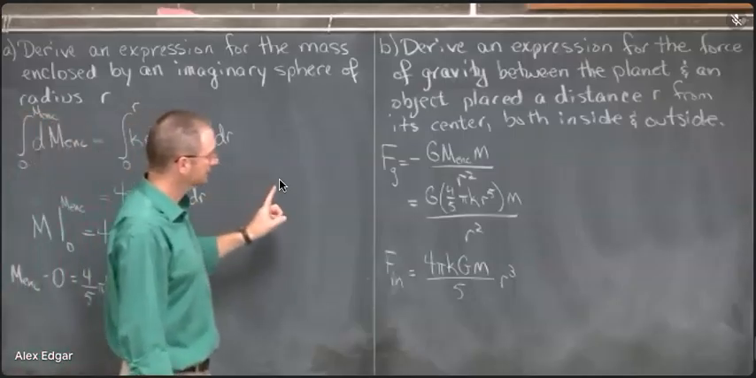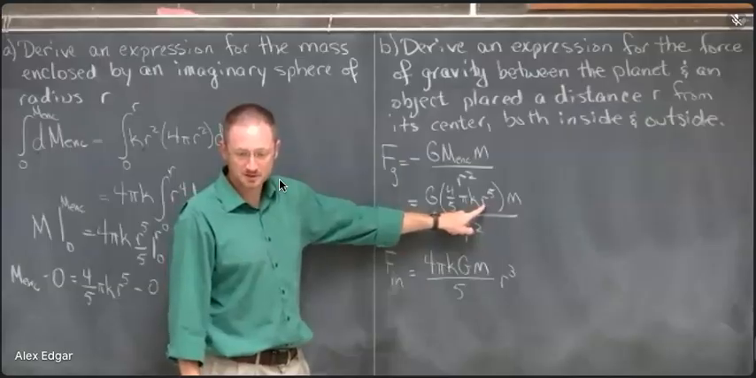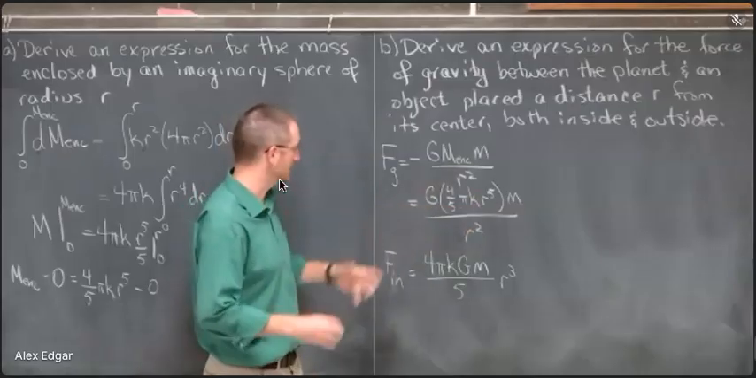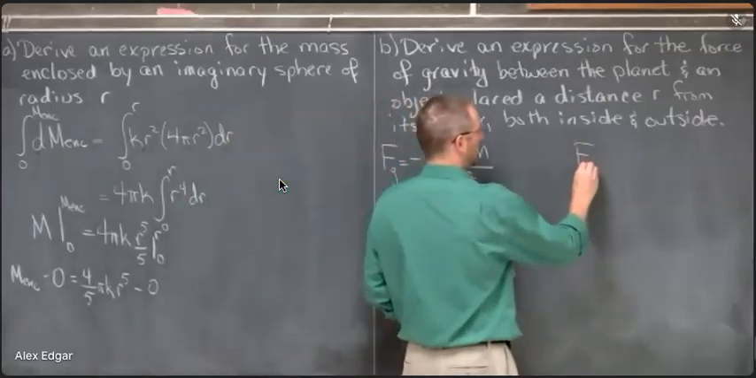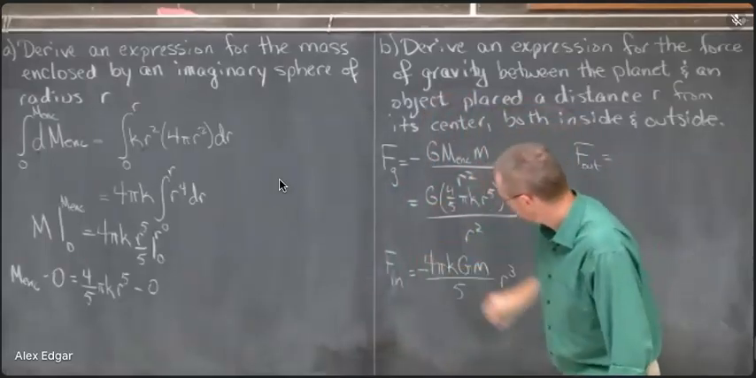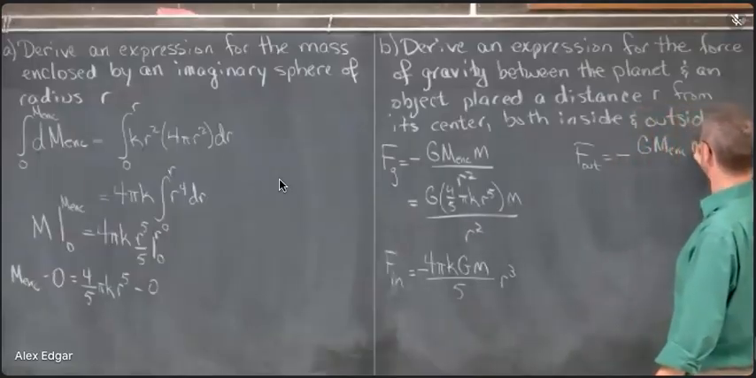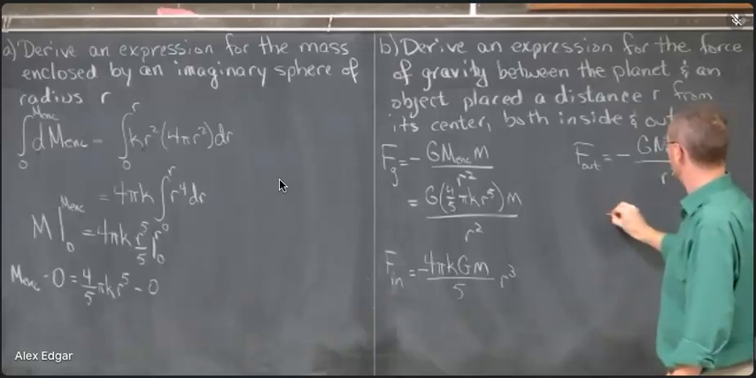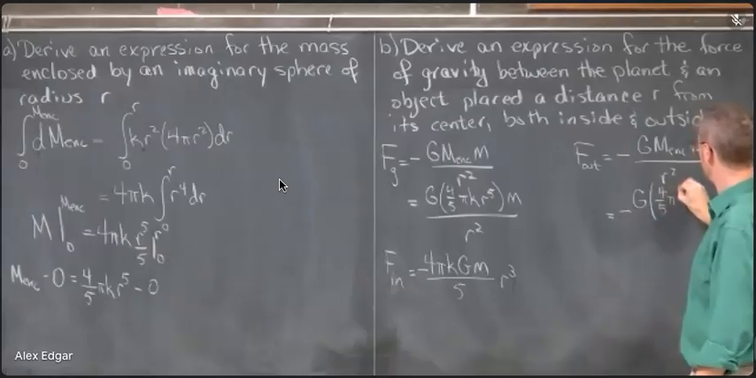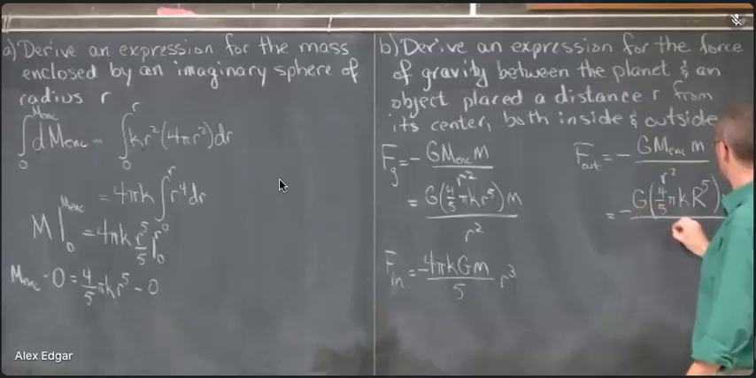Now outside, here's the thing about outside. Outside, once we get to the surface of the planet, this stops at big R and it stops increasing. That just becomes a number because the planet has a defined size. So F out is, oh, and I dropped my minus sign there, so we should have a minus there. Minus G, mass enclosed, mass of the object, over R squared, and now minus G 4/5 pi k big R to the 5th, mass, over R squared.